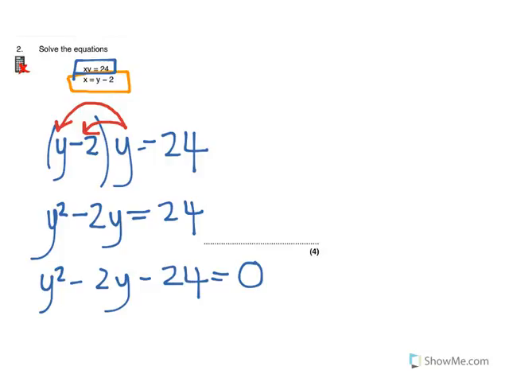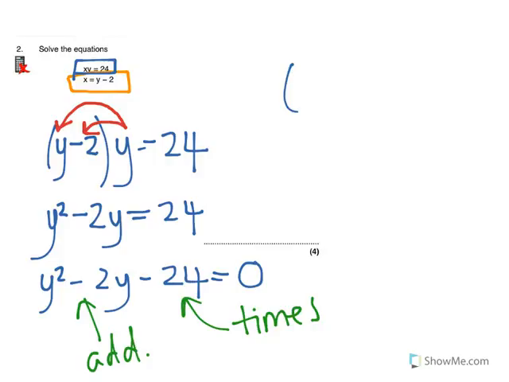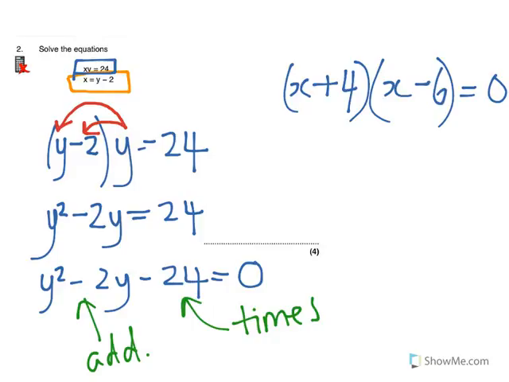Now what we have then is something we need to factorise. So I need to find two numbers that times together to give me minus 24 and add together to give me minus 2. So we're going to have two sets of brackets, y in the front of both, two numbers that times together to give me minus 24, add together to give me minus 2, will be plus 4 and minus 6.